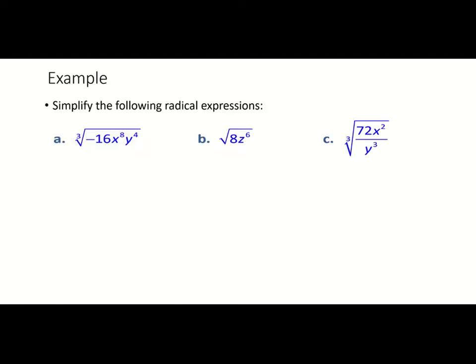All right, so the first thing we are going to do here is we are going to simplify the cubed root of negative 16 x to the 8th y to the 4th. The first thing I'm going to do, just to help us out a little bit, is I'm going to break it down to the cubed root of negative 16 times the cubed root of x to the 8th, and then the cubed root of y to the 4th. So we can look at each factor individually.